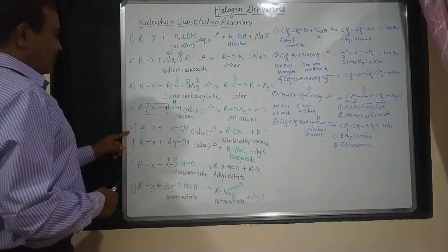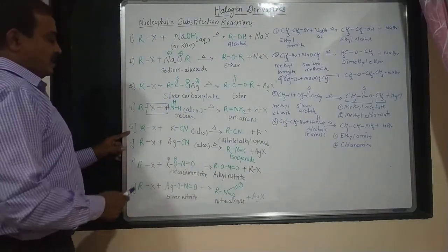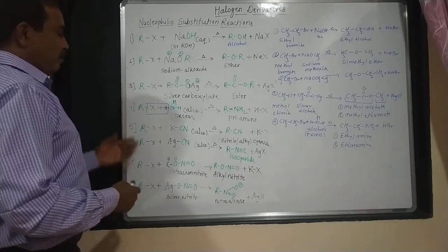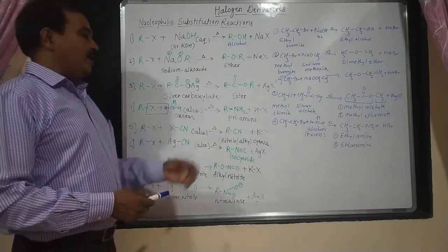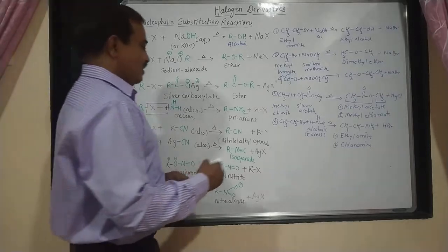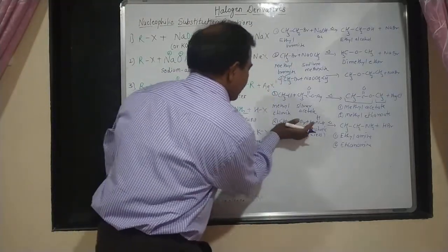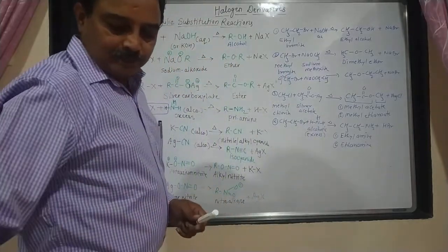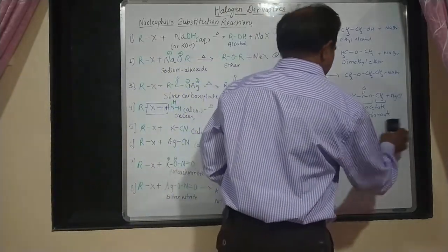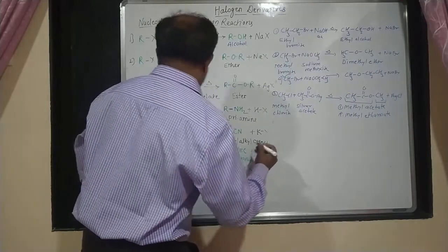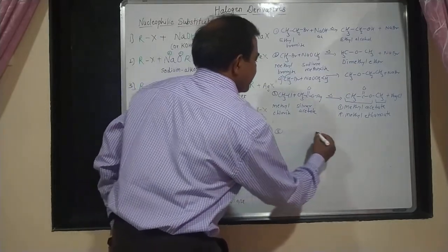Now the fifth one is potassium cyanide. The reagent is potassium cyanide. By using potassium cyanide we can prepare alkyl cyanides. So the fifth reaction is the preparation of cyanides.